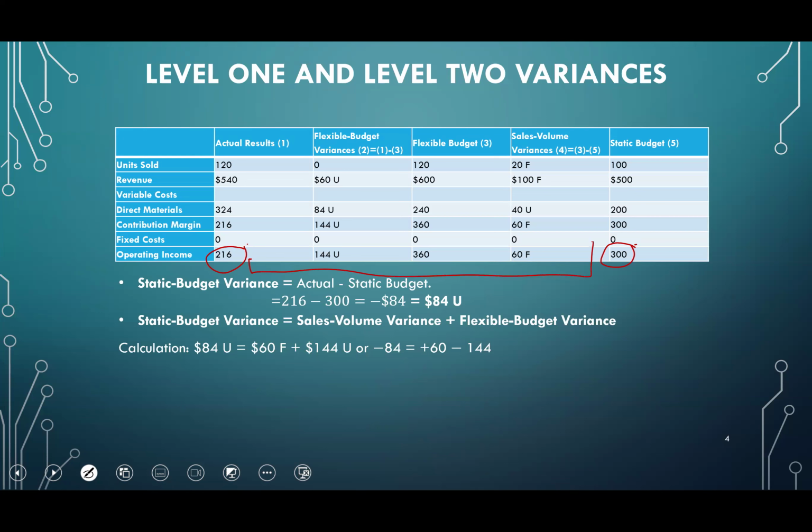This difference is called static budget variance, which is 216 coming from here, 300 coming from here, and it is minus 84, which is the same thing as saying it is 84U. Now you can either cram it or you can understand that whenever a variance turns out to be minus, it is unfavorable.